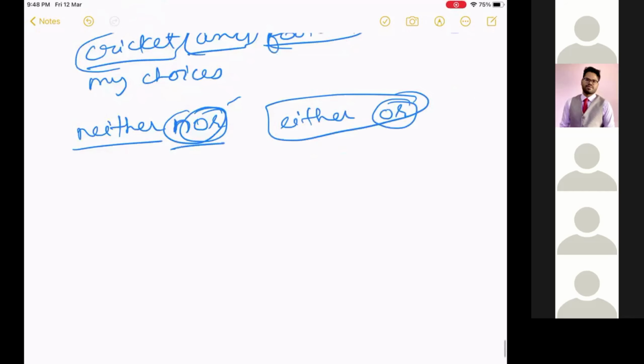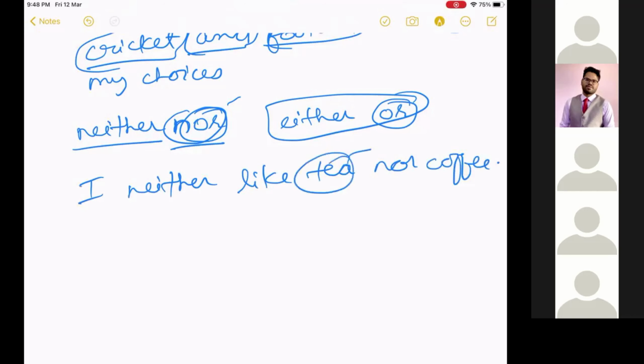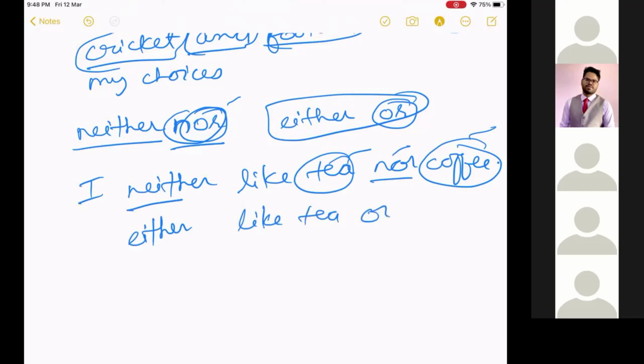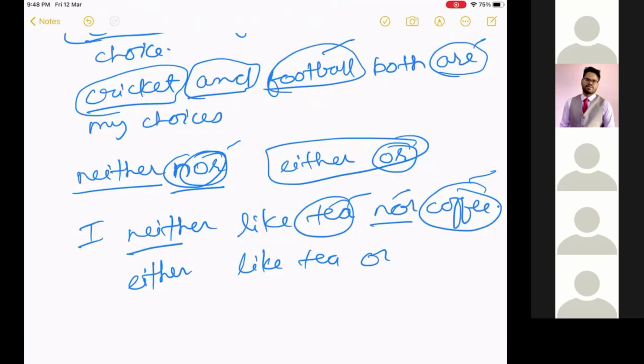For example, here I'm talking about both the elements: neither tea nor coffee. I don't like tea, and I don't like coffee either. Now you want to refer to both the elements, so what will you use? Neither nor, to reject both the elements. If you want to accept one of the elements, you will say either, like tea or coffee. Now what does it mean? You are talking about one element, but you are not sure which one. Let's say I asked you the question, Akash, what do you like, cricket or football? So you told me, I either like cricket or football. So it means you are not sure. You can pick any one of them.